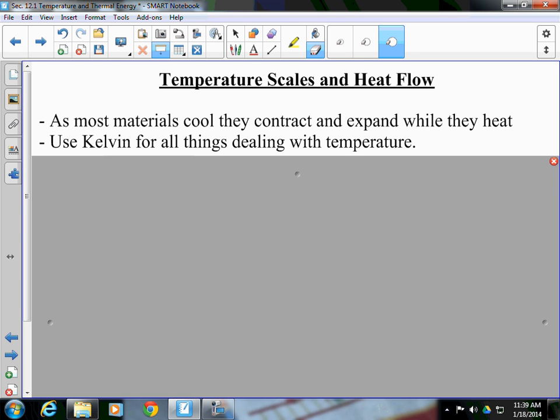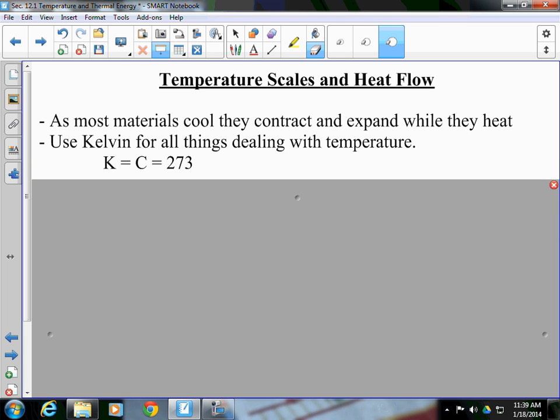And the reason we use Kelvin is because Kelvin does not have a negative temperature value. The coldest possible temperature value on the Kelvin scale is 0. So that is absolute zero. That would be negative 273 Celsius, or negative 454 Fahrenheit. So how do you use that? Kelvin is equal to C plus 273.